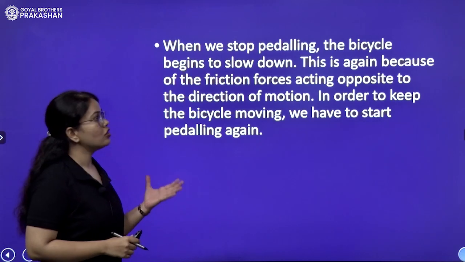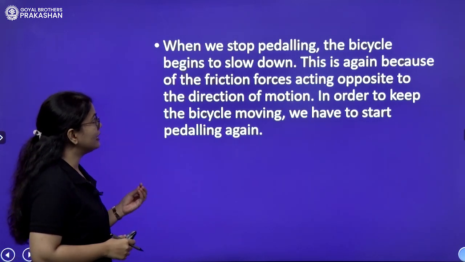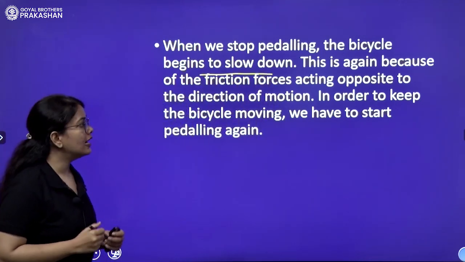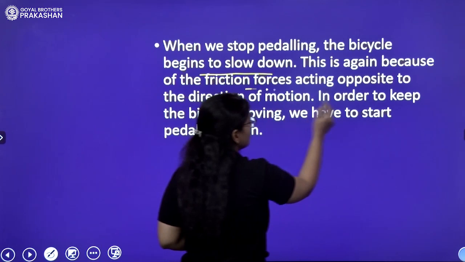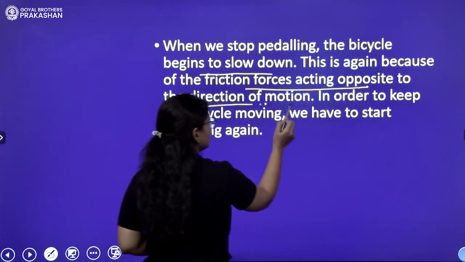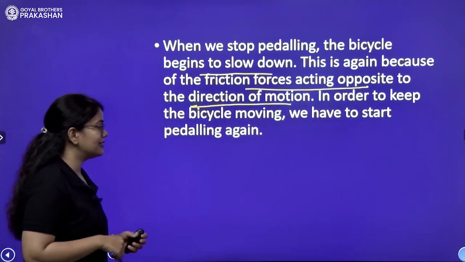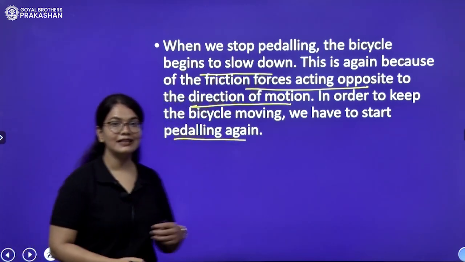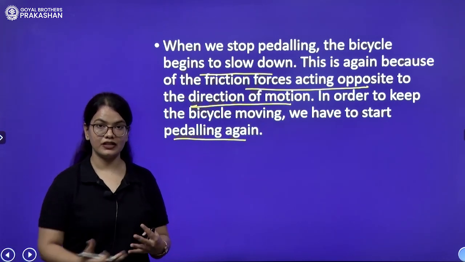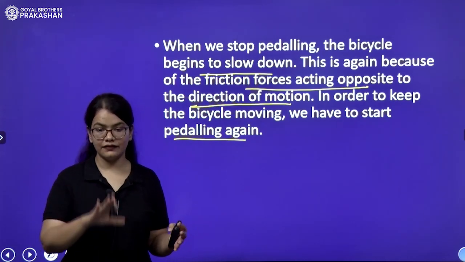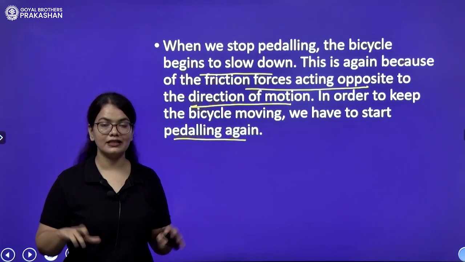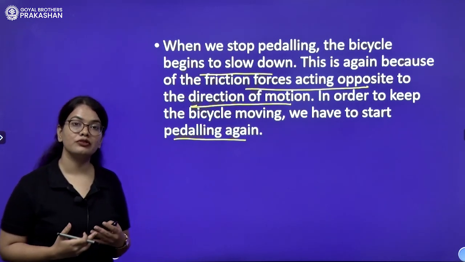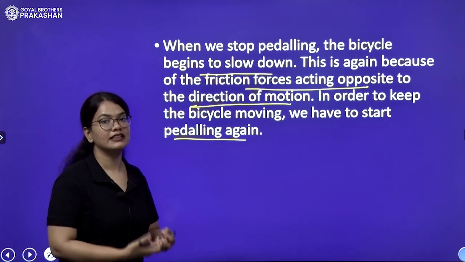Okay. Another example: when we stop pedaling, the bicycle begins to slow down. This is again because of the friction acting opposite to the direction of the motion. In order to keep the bicycle moving, we have to start pedaling again. So, as it keeps on slowing down, the friction acts, and at a point the friction is equal to the force and the bicycle comes to rest. If you want the bicycle to move, you have to apply an unbalanced force which is greater than the friction.